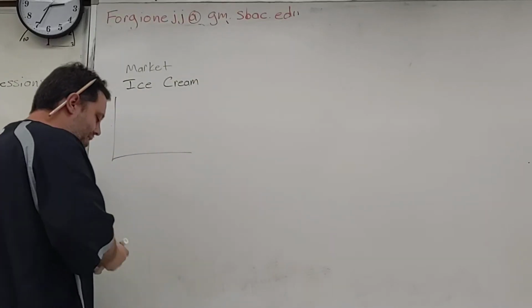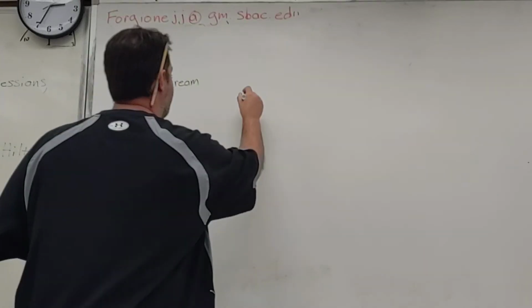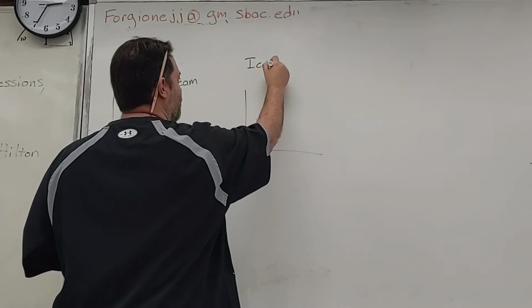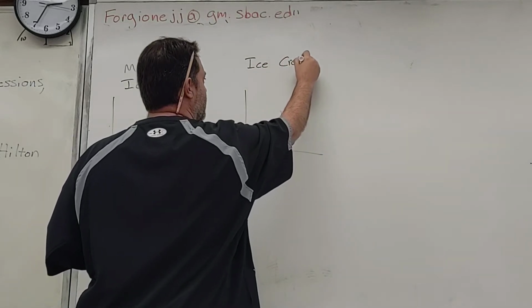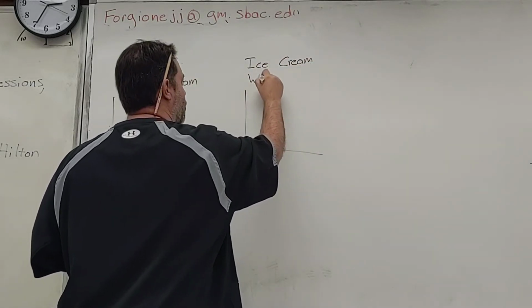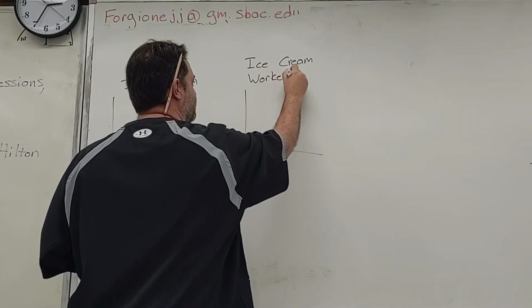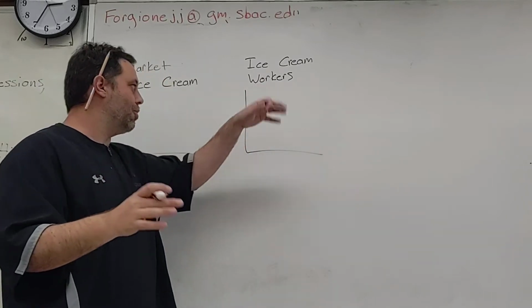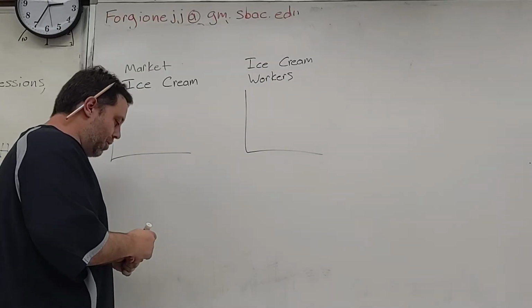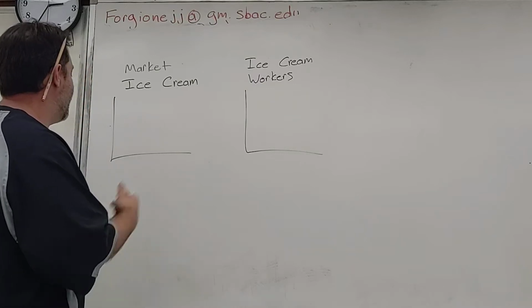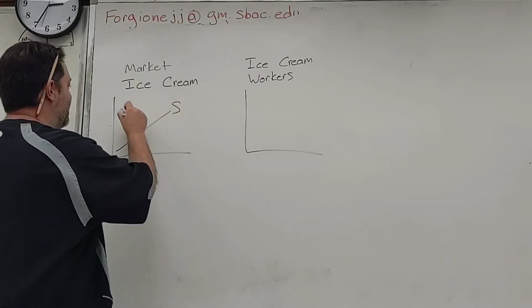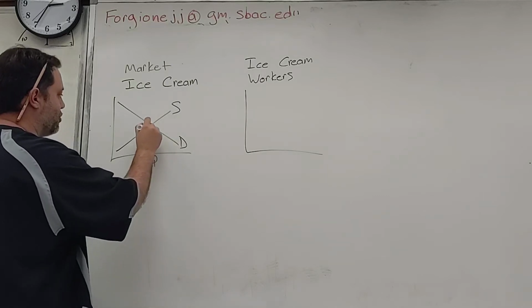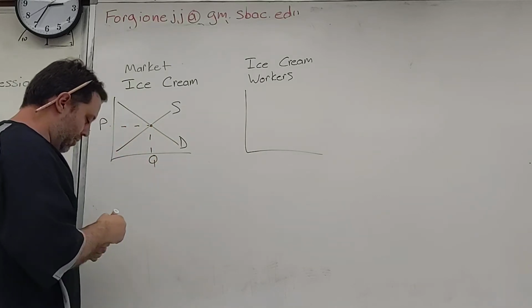And then next to that, we're going to have the market for, I don't know if there's a specific word for this, but we'll call it ice cream workers, okay? Ice cream workers. I don't know if there's another term for ice cream workers, but we'll just call it ice cream workers. So over here, we're going to have a supply curve and a demand curve for ice cream. There's the quantity of ice cream. There's the price of ice cream.